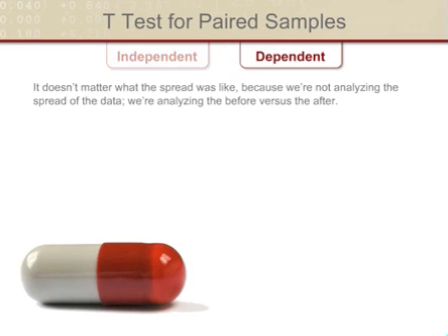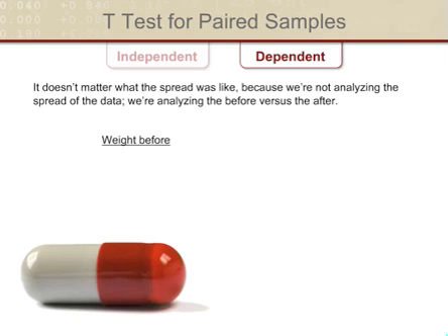Well, when we have dependent samples, one great thing about it is that it doesn't matter what the spread was like, because we're not analyzing the spread of the data. We're analyzing the before versus the after, or the value in group 1 versus the value in group 2. A person's math versus a person's verbal SAT, whatever the case. We're linking the data and comparing them.